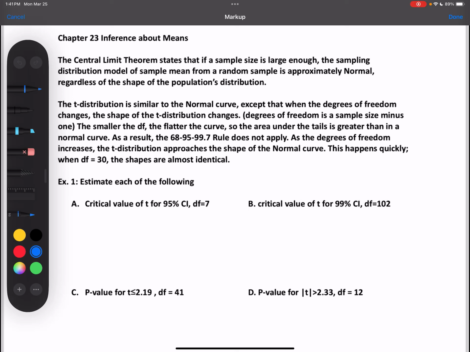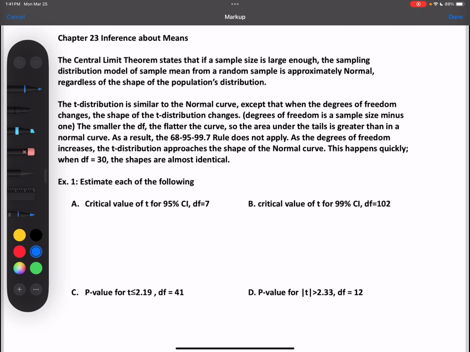All right. The central limit theorem states that if a sample size is large enough, the sampling distribution model of sample mean from a random sample is approximately normal, regardless of the shape of the population's distribution. The t-distribution is similar to the normal curve, except that when the degrees of freedom changes, the shape of the t-distribution changes. Degrees of freedom is a sample size minus 1.